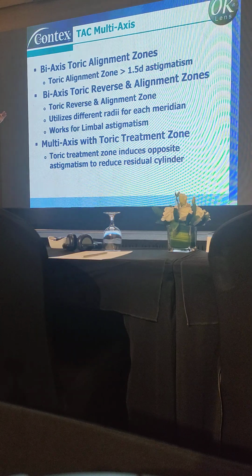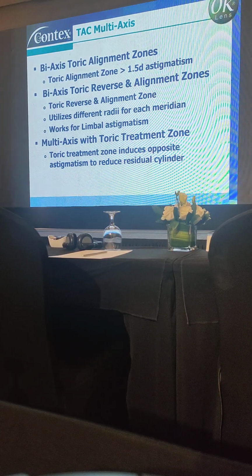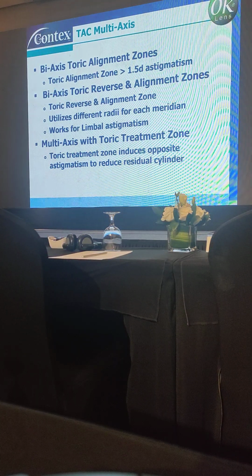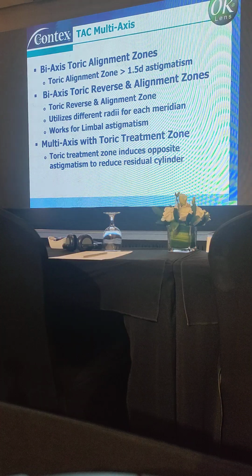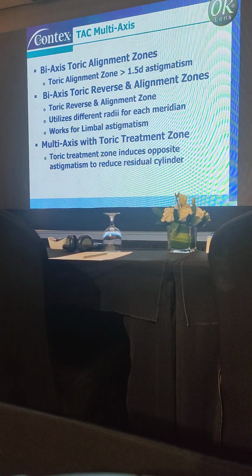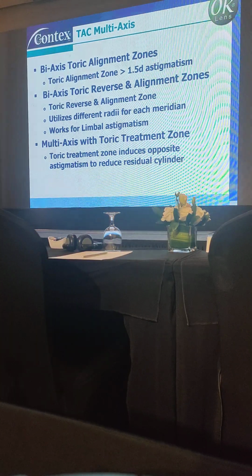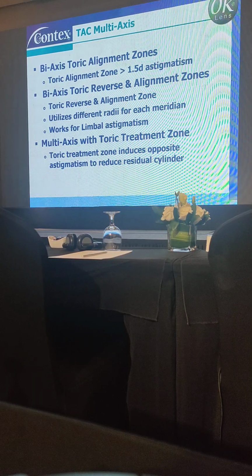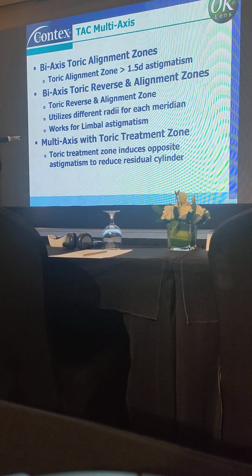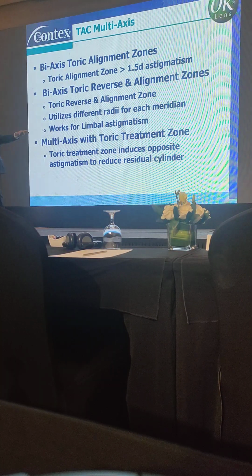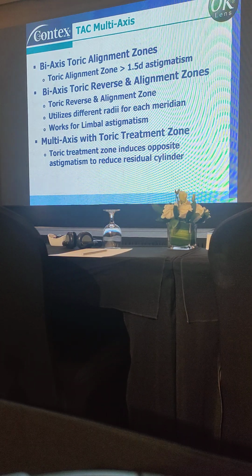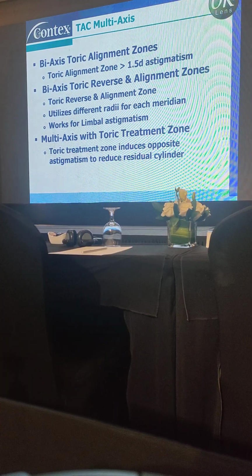So these are the different type of toric lenses you could have. You could have what I call bi-axis, like a dual axis, CRT if you've heard of that, but it's a dual axis alignment curve. That's the first diagram I showed. And then a bi-axis with toric reverse and alignment curves. Now that's where the reverse curve and the alignment curve are toric. And then we can get into a multi-axis toric treatment zone to where the optic zone can be toric so that you can reduce or eliminate residual astigmatism.